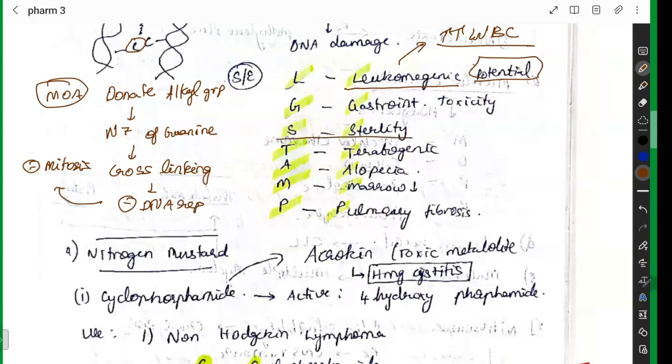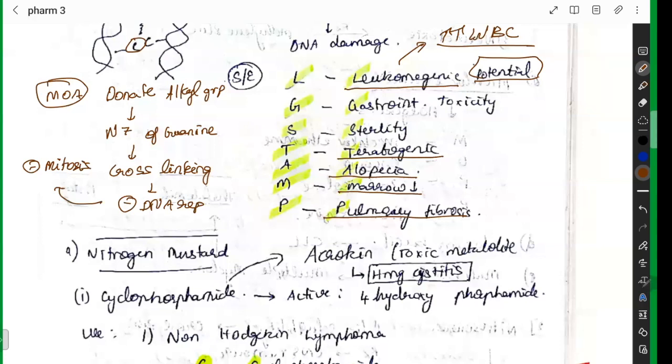S stands for sterility. T stands for teratogenic, A stands for alopecia, and M stands for marrow failure. So there is a decrease in the production at the level of marrow, and P stands for pulmonary fibrosis. Can you all repeat along with me? L stands for leukemogenic potential, G for gastrointestinal manifestations, S for sterility, T for teratogenic, A for alopecia, M for marrow suppression, and P for pulmonary fibrosis.